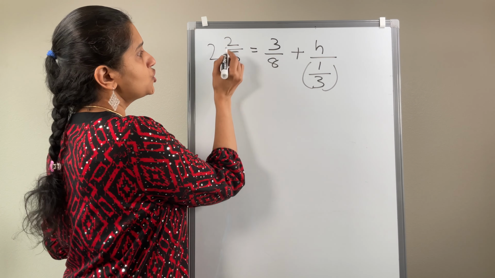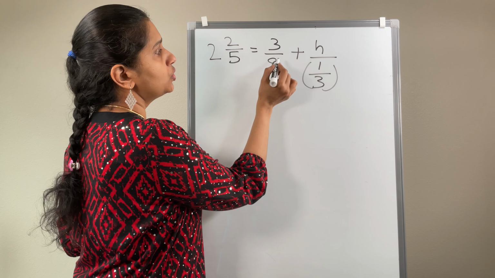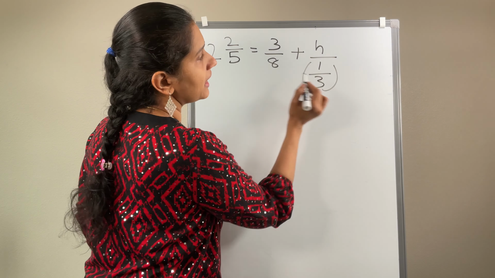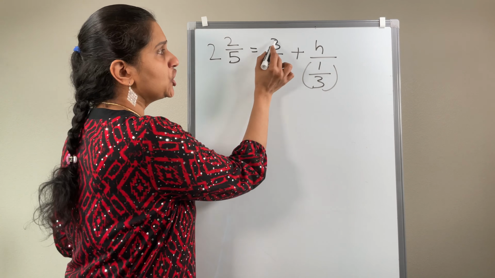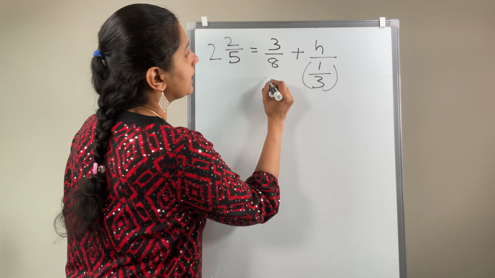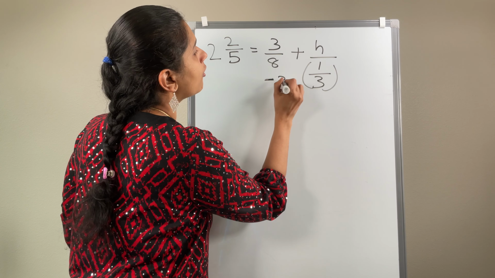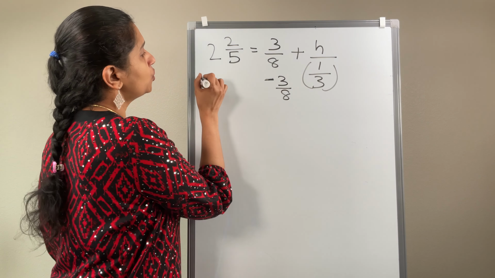Consider the example 2 2 by 5 equal to 3 by 8 plus h by 1 by 3. So in order to isolate this variable, we need to avoid 3 by 8. For that, I am taking the inverse of 3 by 8, which is negative 3 by 8.